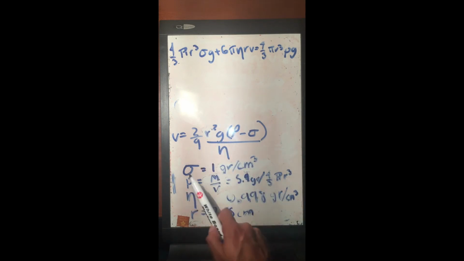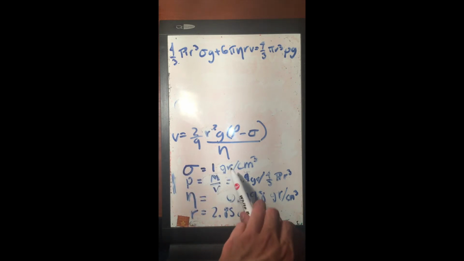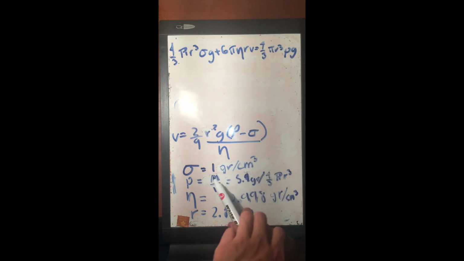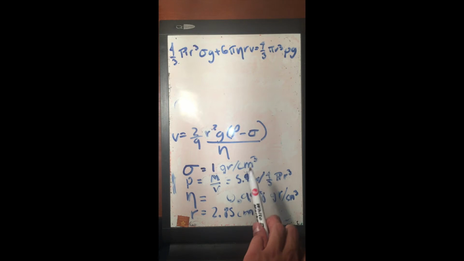coefficient of viscosity. We know by researching that the density of the liquid, in this case water, is 1 gram per cubic centimeter. The density of the body is the mass divided by the volume, which is our mass of the marble, 5.9 grams, divided by the volume, and the coefficient of viscosity of water, which is 0.998, and the radius of our marble, which is 2.85.